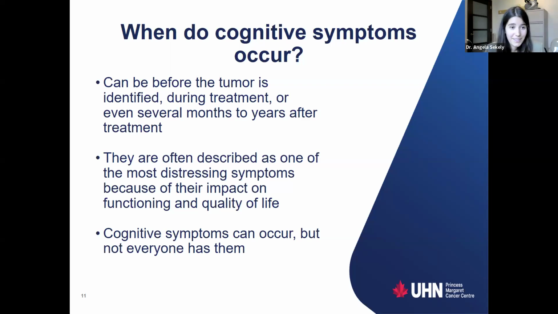But some people don't notice this until after they've received treatment. So it can be before the tumor is even identified, it can be during treatment, or, as I mentioned before, it can be even several months or years after treatment that people start to notice the cognitive symptoms. Regardless of when they happen, they're often described as one of the most distressing symptoms because of their close association with functioning and quality of life as well. I also want to highlight that cognitive symptoms can occur, but not everybody has them. So that's important as well.